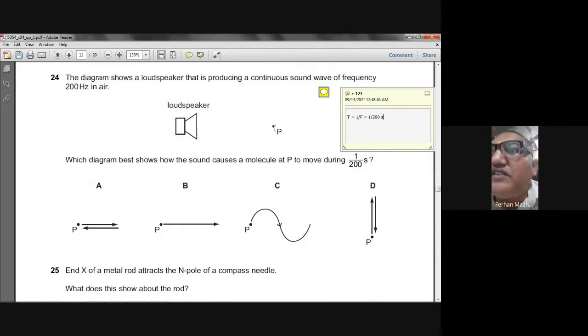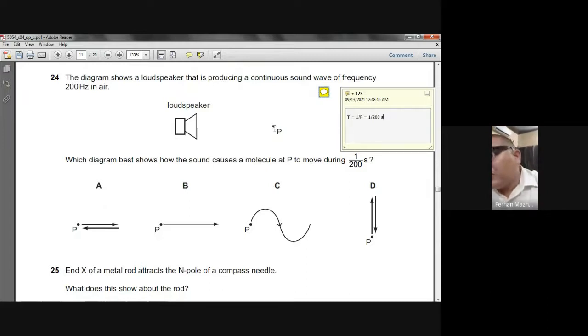In one time period, this point will go forward, then come back, and then go backward, and then come back. Okay, so because here the sound wave is passing, it's a longitudinal wave. In longitudinal waves, the particles of the medium vibrate parallel to the direction of the wave.